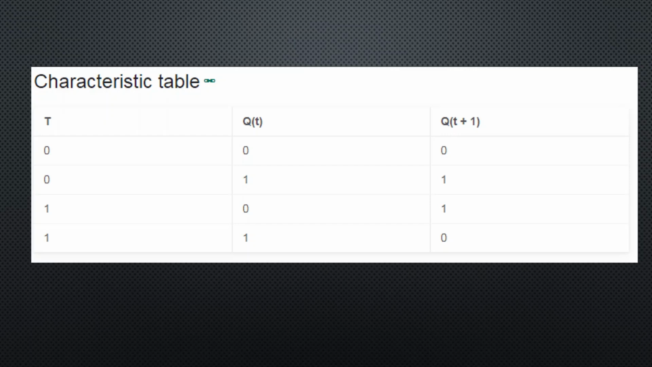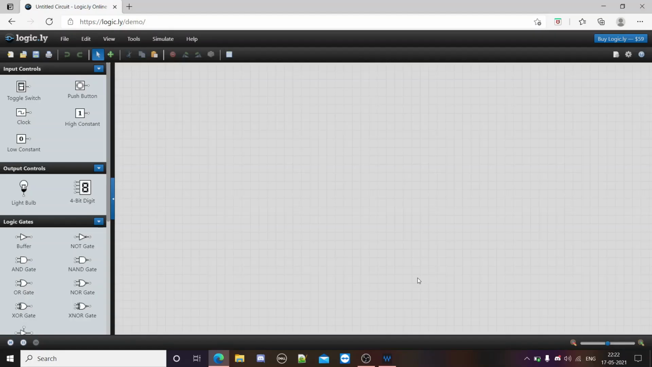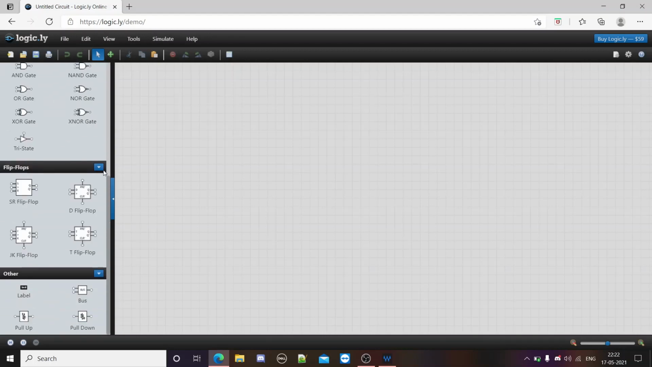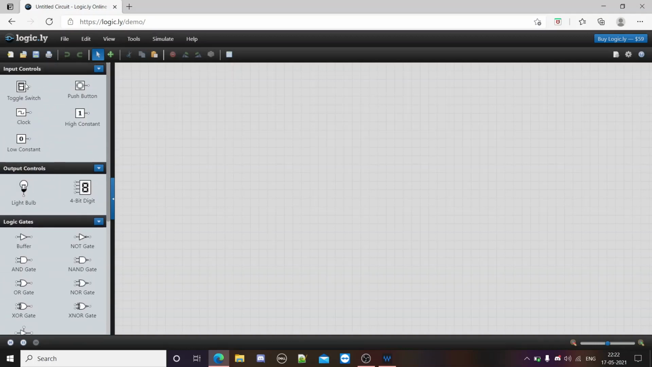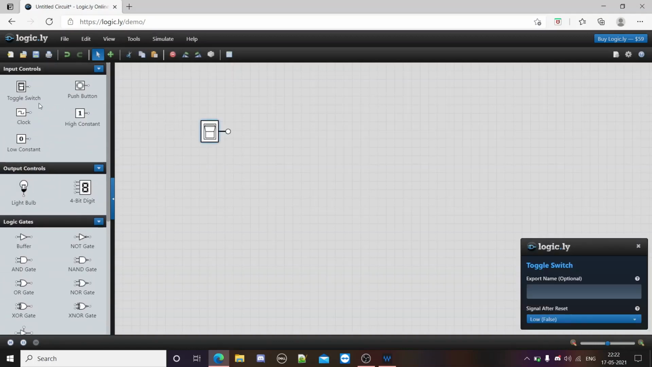Let us experiment these flip flops in the simulation lab. And this is the website logic.ly. In this, we are going to simulate the flip flops. First, we'll take the SR flip flop. Before that, we need two inputs as toggle switch A and B. Just take not A and B.